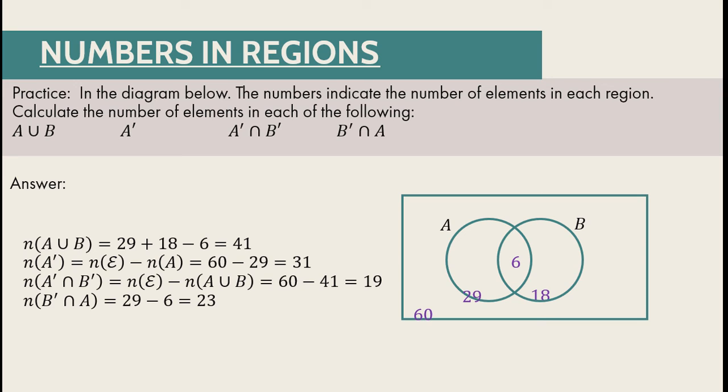The number of B prime intersects with A equals 29 minus 6 equals 23. It means that in A but not in B. This part here.